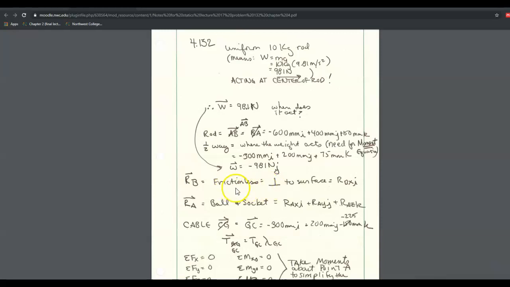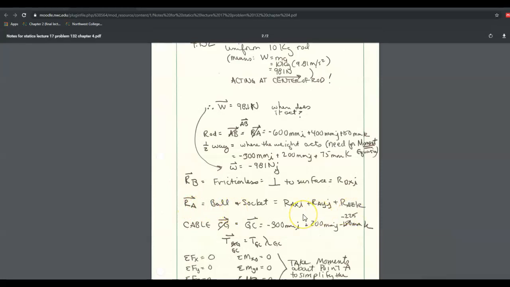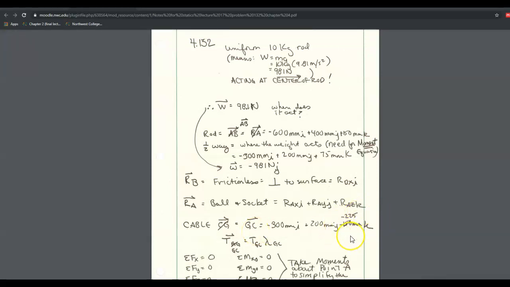So since R sub B is frictionless, you can look at that page in your textbook that shows you what type of reactions are borne by each type of support. A frictionless support acts perpendicular to the surface of contact, so that's going to be purely X. The R sub A, the ball and socket, has X, Y, and Z components. And the cable, I wanted to point something out here, and I put this as a negative to show you, from G to C.